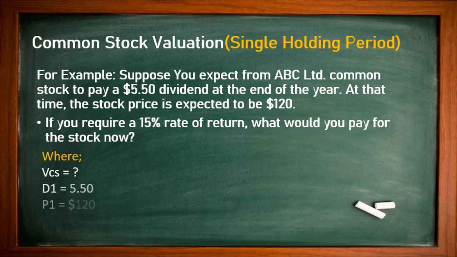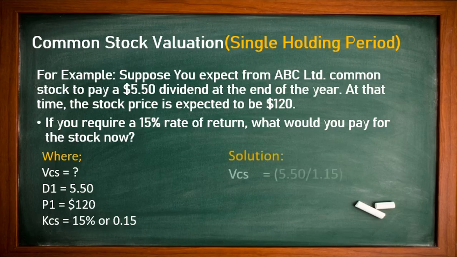So we need to know the present value. Before delivering the formula, we have to know what information is given in the example. This is a very easy way to solve any problem. If you go through it, you will understand which formula is to be used and what component values are associated with the example. So here we are going to calculate the value of common stock, meaning VCS. D1 is given here, it's 5.50. P1 is also given, because after 1 year the price would be $120. The cost of required return, or cost of common stock, is given as 15%, or we can say 0.15.